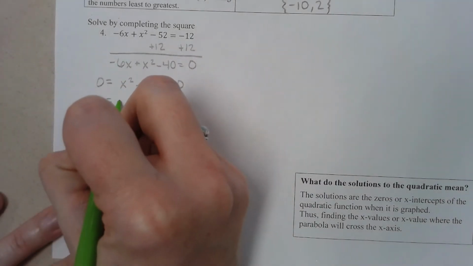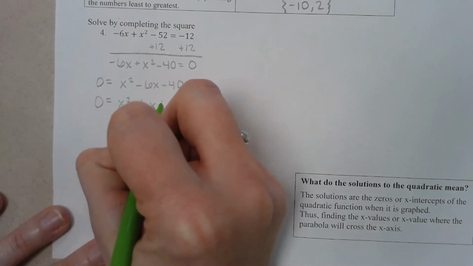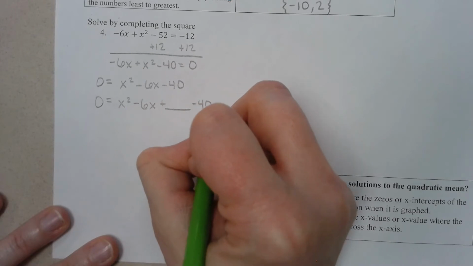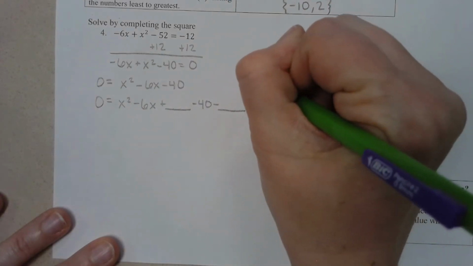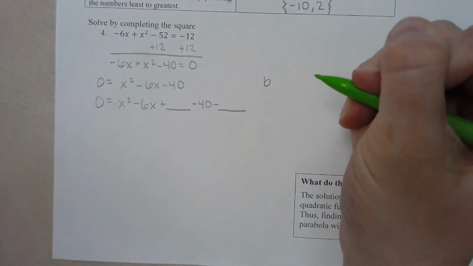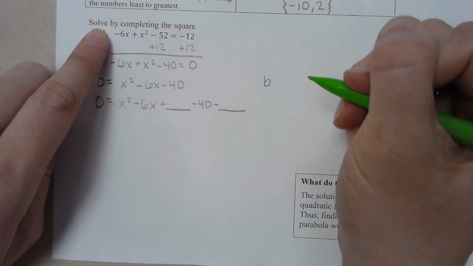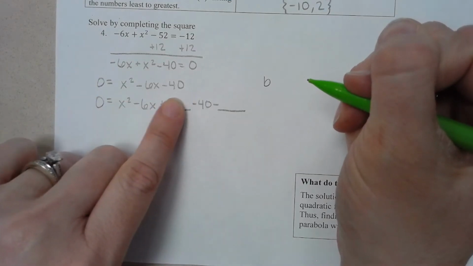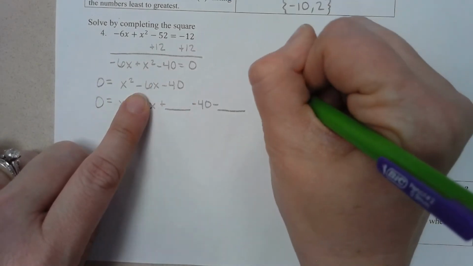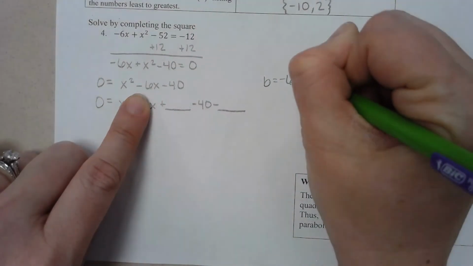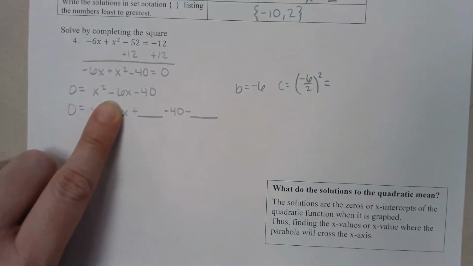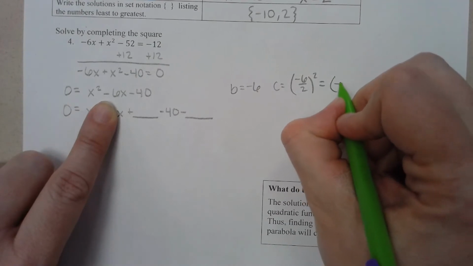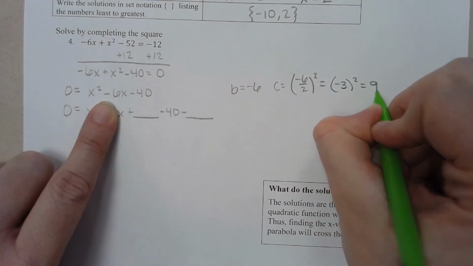Let's write it with our plus and minus blanks. Plus a blank, and minus a blank. In order to fill in those blanks, we need to find our b and divide that by 2 and square it. So in this problem, here at standard form, be very careful that you don't do it up in the original problem. Remember, in order to truly name your a, b, and c, it has to be in standard form. So our b value equals -6. In order to solve for our c, we take half of that, divide it by 2, and square it. So -6 divided by 2 is -3, and when you square that, you get +9.